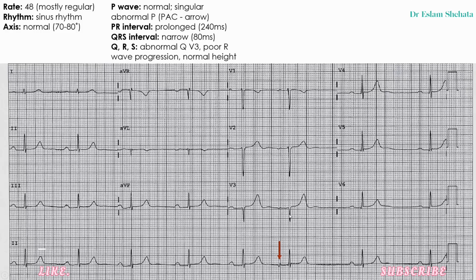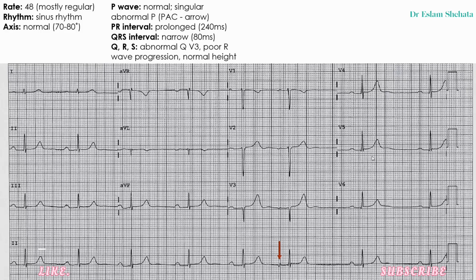As well as that, looking at the R wave progression, we have a small R wave here, but it really didn't get any bigger in V2, and it certainly didn't get any bigger in V3. In fact, there's no R wave at all. And then you get to V4, and all of a sudden it's positive. So this is not good R wave progression, this is poor R wave progression. And that's quite abnormal.